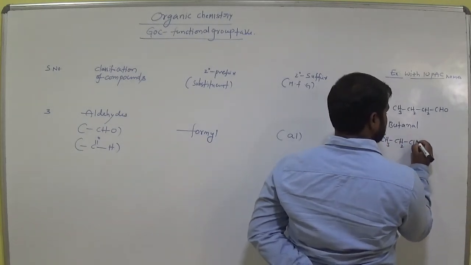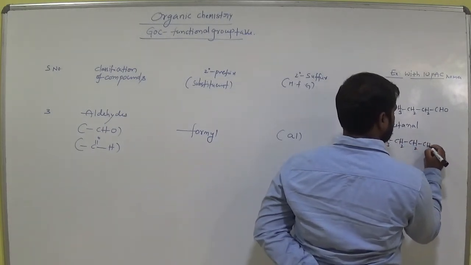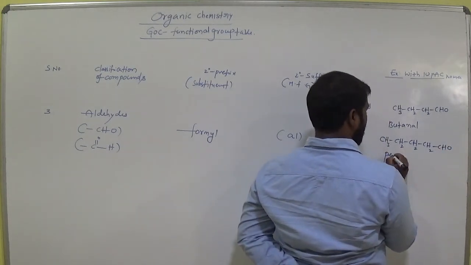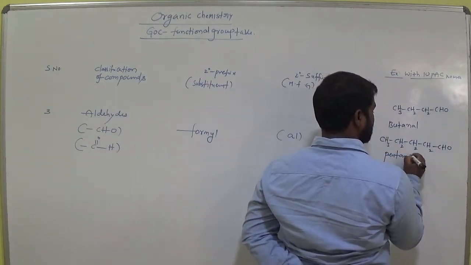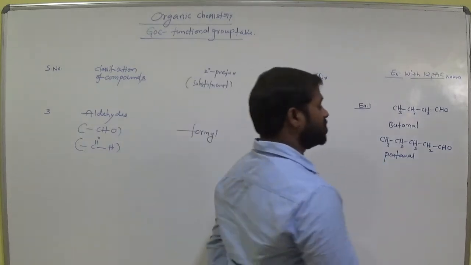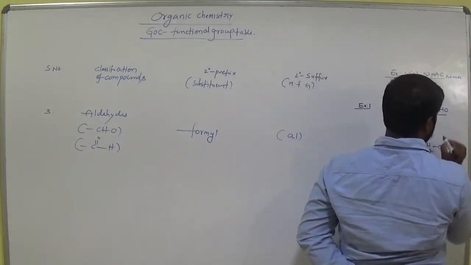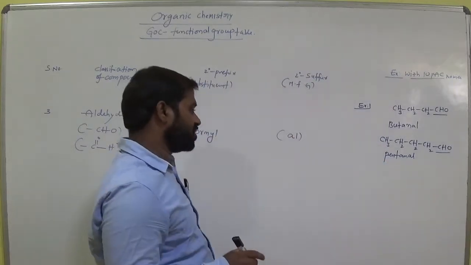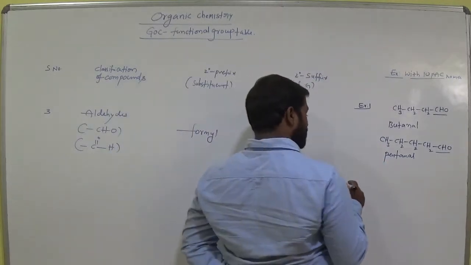CH3 CH2 CH2 CH2 CHO. What we call its IUPAC name or systematic name is pentanal, where CHO acts as the main functional group. Am I right? CHO as the main functional group, not a substituent. So let's see the example regarding this.